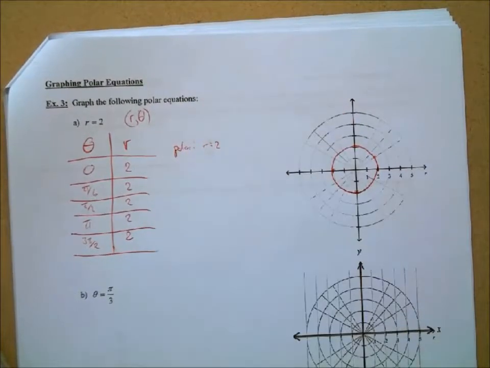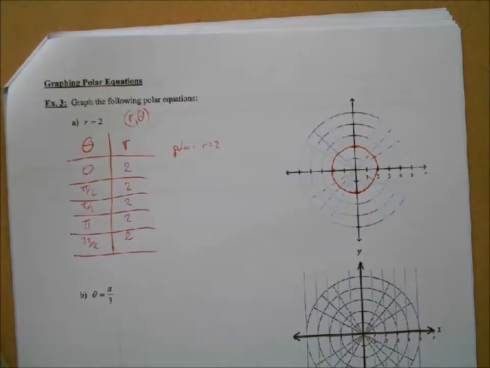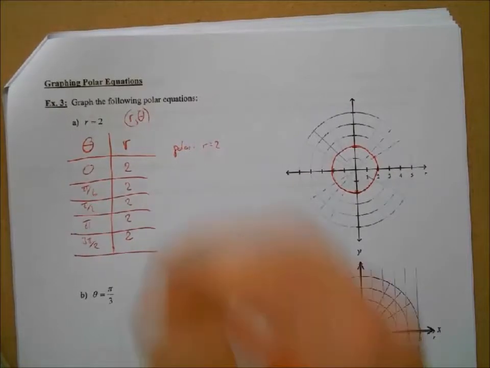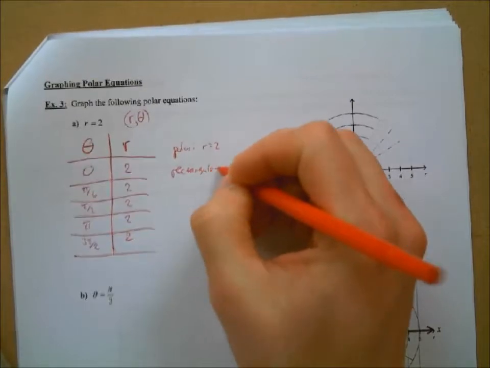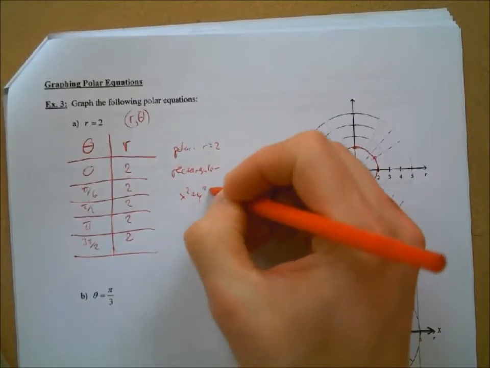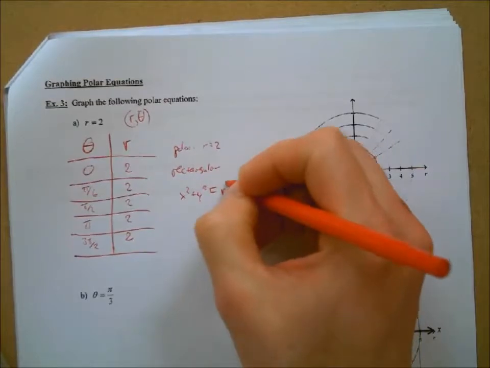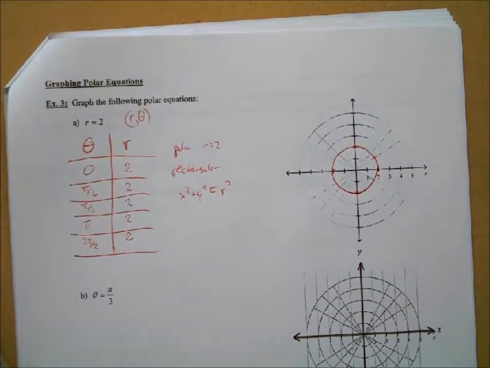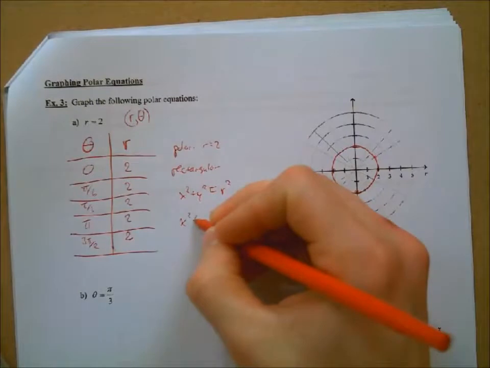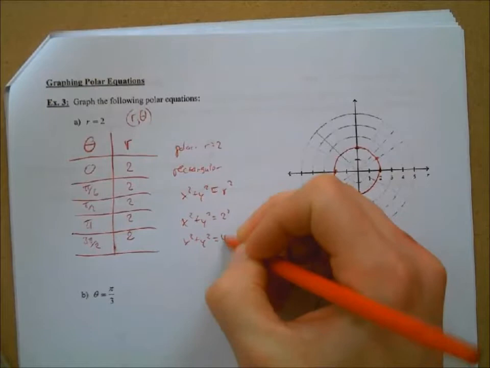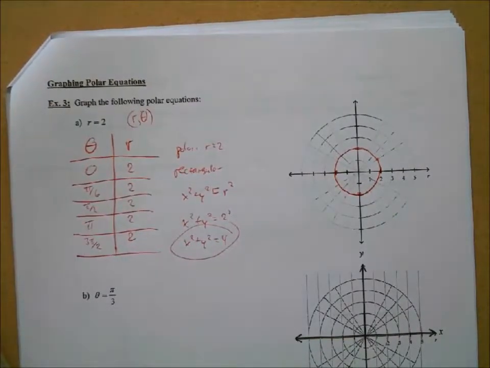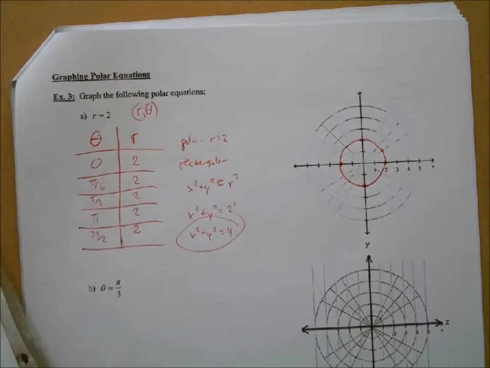I'm going to attempt one more conversion here from polar to rectangular. So we have the equation in polar, r equals 2. We have the rectangular relationship, x squared plus y squared equals r squared. But what is r? It is 2. So x squared plus y squared equals 4. It's the equation of a circle in rectangular coordinates centered at the origin with radius of 2. All right, that one I didn't mess up.